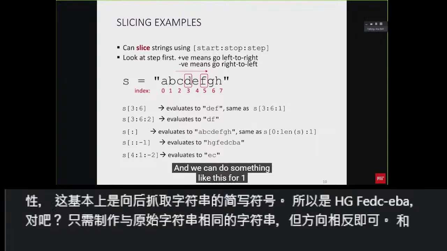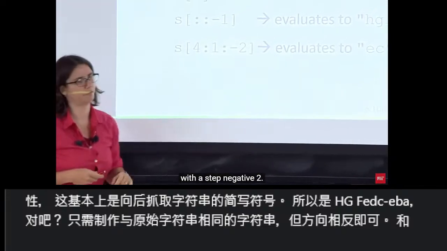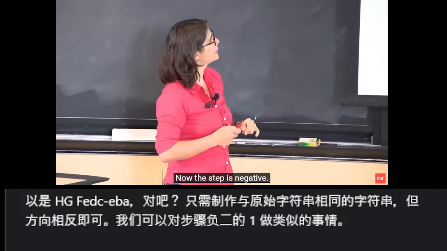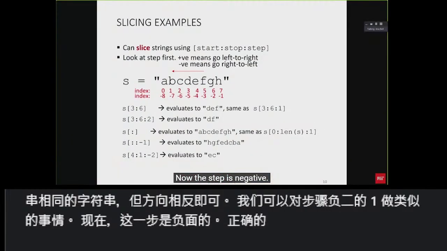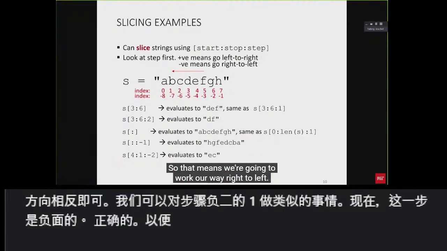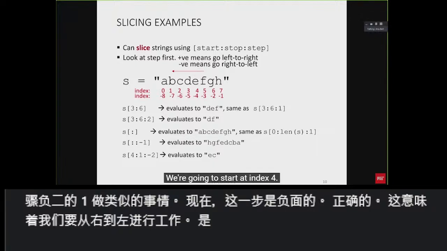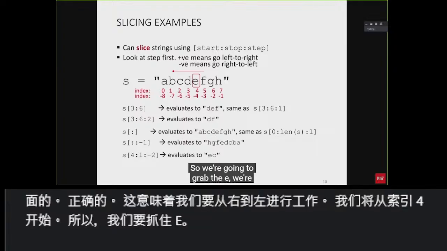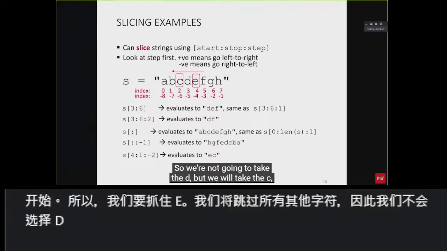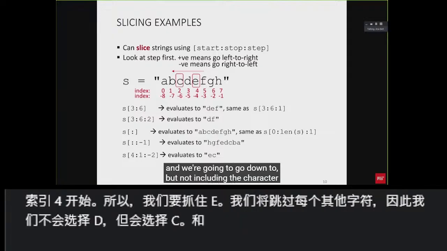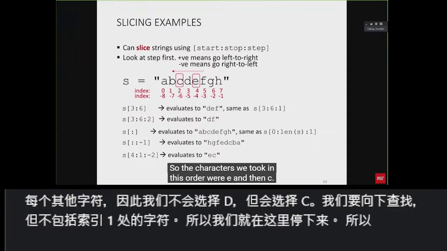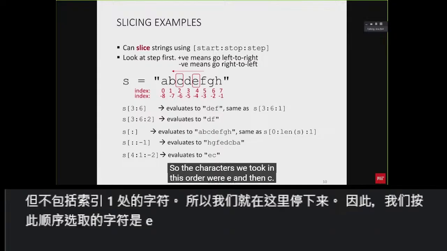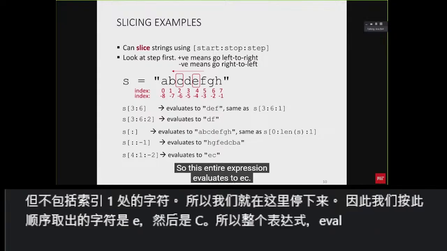And we can do something like this, 4 colon 1 with a step of -2. Now the step is negative, right? So that means we're going to work our way right to left. We're going to start at index 4, so we're going to grab the E. We're going to skip every other character, so we're not going to take the D, but we will take the C. And we're going to go down to, but not including, the character at index 1. So we're going to stop right here. The characters we took in this order were E and then C. So this entire expression evaluates to EC.